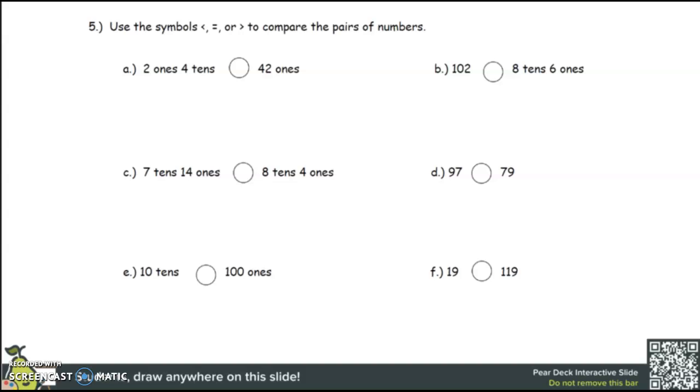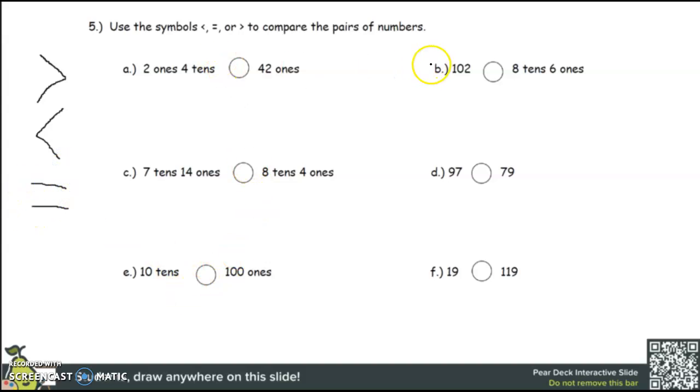For this problem, I've turned my video off so that I'm not hiding anything on the screen. Here are the instructions for problem 5. Use the symbols less than, equal to, or greater than to compare the pairs of numbers. Remember, those symbols look like this: greater than, less than, and equal to.